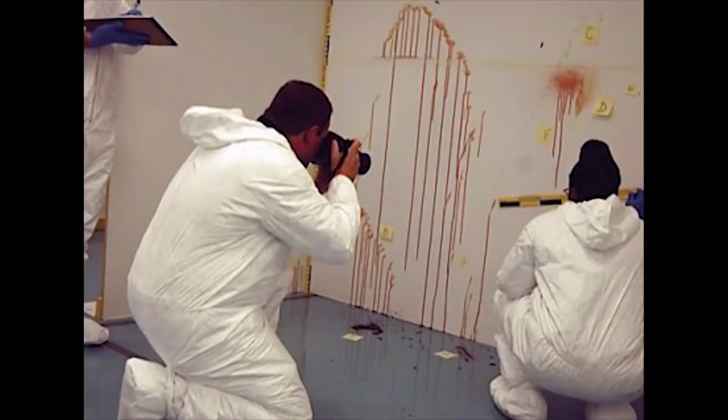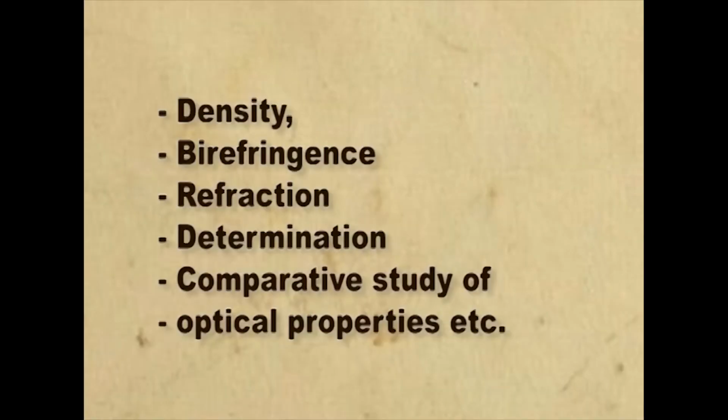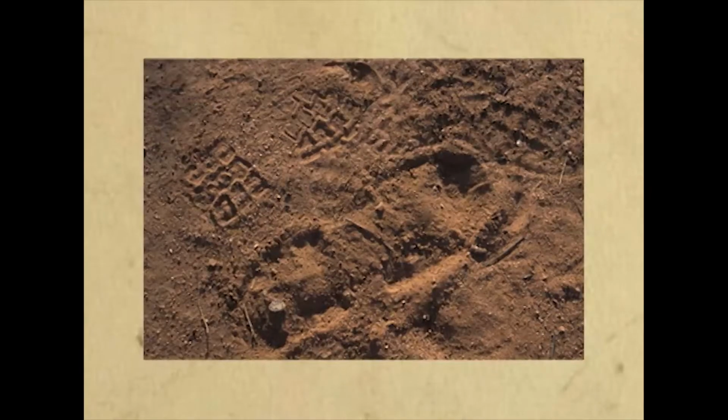Forensic physics. Forensic physics involves the application of physics to answer the questions raised by the court of law. It mainly involves the study of physical characteristics of physical evidence like density, birefringence, refraction, determination and comparative study of optical properties, etc. Moreover, it includes the physical matching of glass, paints, patterns of cloth, fragments of wood and cord. It also examines the physical matching of tool marks, footprints, footwear prints, textile matching, etc.